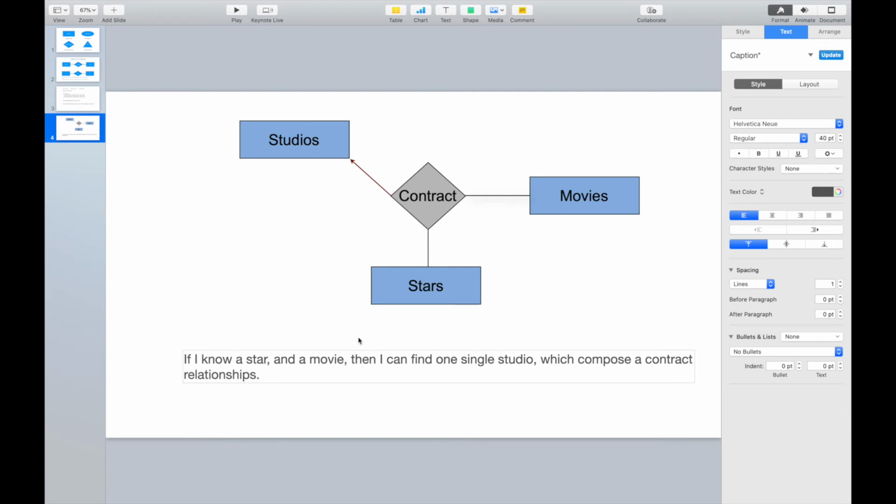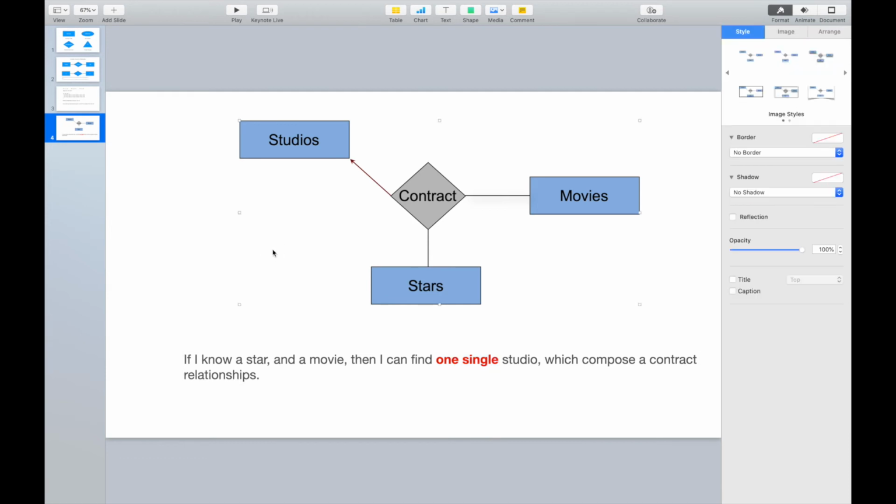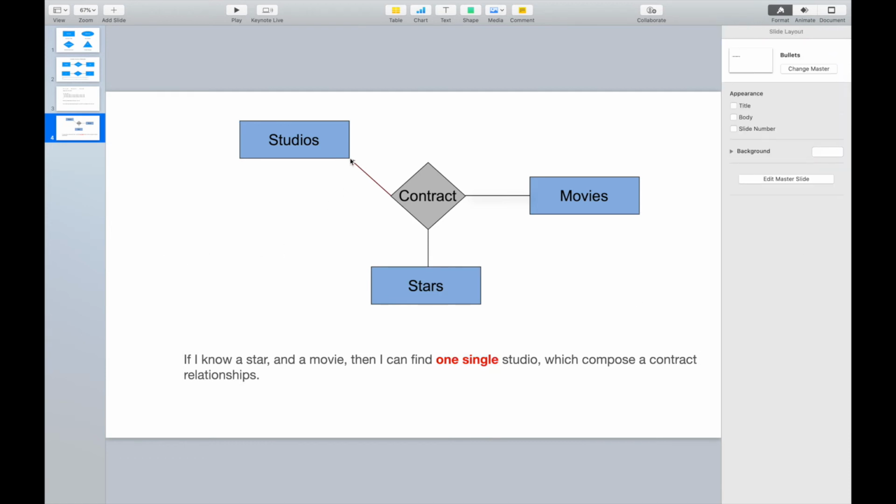So we can read the diagram by following the direction of the arrows from star, movies to the studio, right? If I know a star from the star set and a movie from the movie set, via the relationship, we can find one single studio who forms a relationship for the contract, right? This one single is important. If so, then we can add one arrow pointing to the studios, right? So this is the meaning of the arrows on this line for this multi-way relationship.